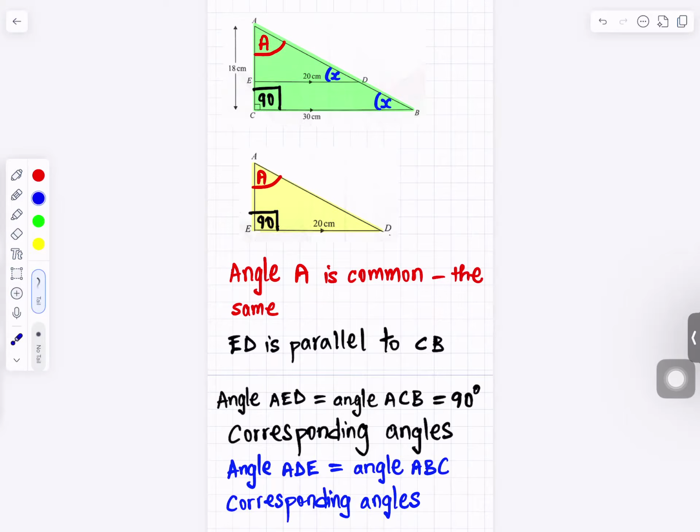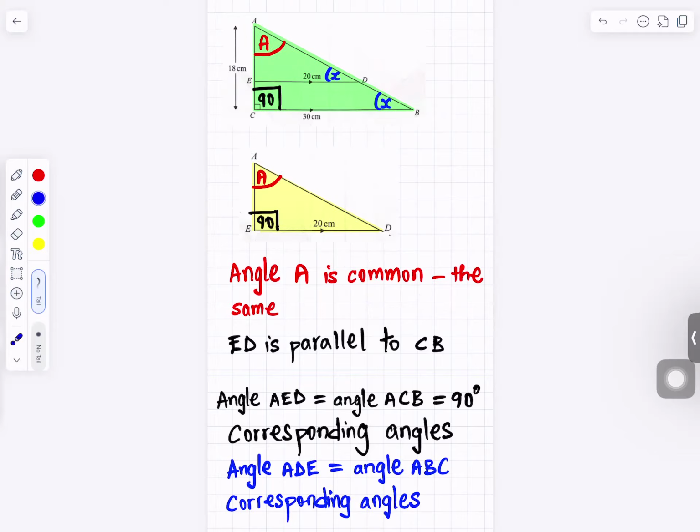I'll have it as the green triangle and the yellow one. I've taken the yellow out, AED. I've taken AED, the top one, put it there as a yellow, and then leave the big one. They want to prove that they are similar. Let's look what is the same for the two triangles, the yellow and the green triangle. What is the same? Angle A is common to both of them. Angle A here for the yellow one is the same as angle A for the green one. So they have one thing in common. This angle A is common to both of them. So A is the same. That's why we say common, found in both of them, is the same.